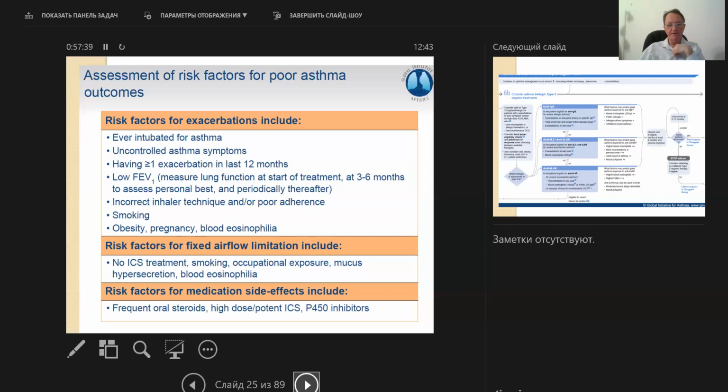Risk factors for medication side effects include frequent use of oral corticosteroids and higher dosage of inhaled corticosteroids, and in combination with inhibitors of cytochrome P450 3A4.